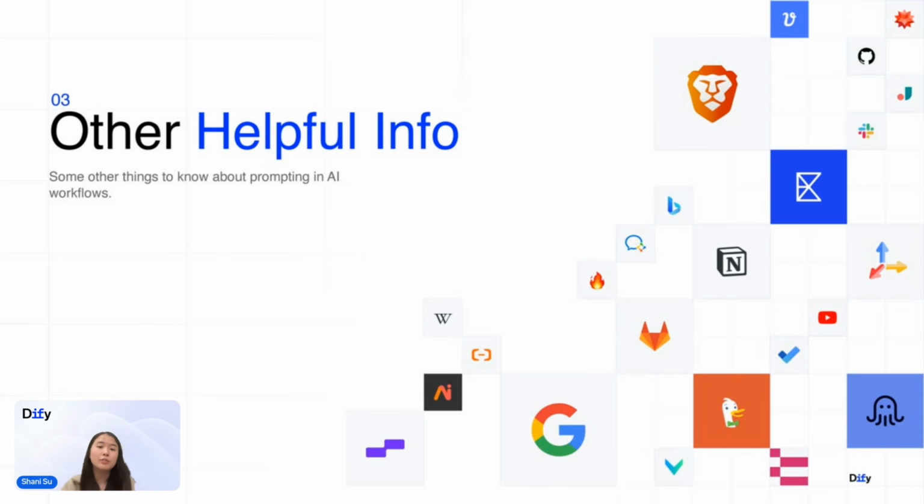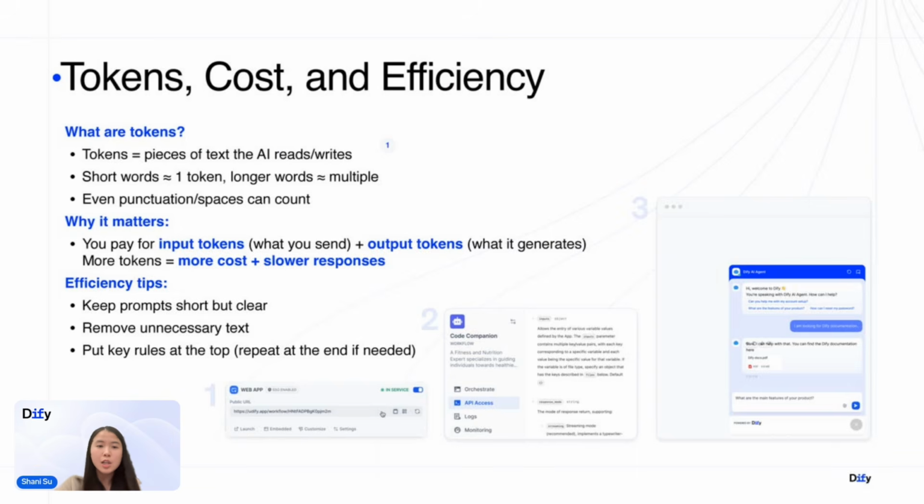Some other helpful information to take note of while prompting in AI workflows includes token cost and efficiency. So what exactly are tokens? Tokens are pieces of text that the AI reads or writes. This can be short words, which are usually one token, or longer words, which are usually multiple. Even punctuation and spaces count as tokens.